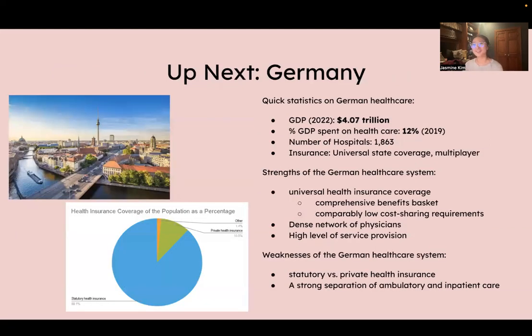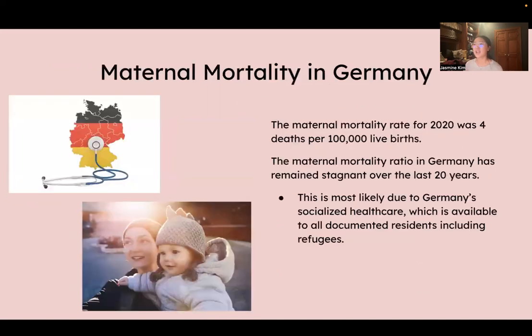Germany is ranked #4 internationally in GDP, and the defining element of Germany's healthcare system is universal healthcare coverage for all citizens. It is possible to opt out of state-provided health insurance, which does weaken solidarity, and in addition, the separation of ambulatory and inpatient care can hinder the patient's treatment. The maternal mortality rate for 2020 was 4 deaths per 100,000 live births.